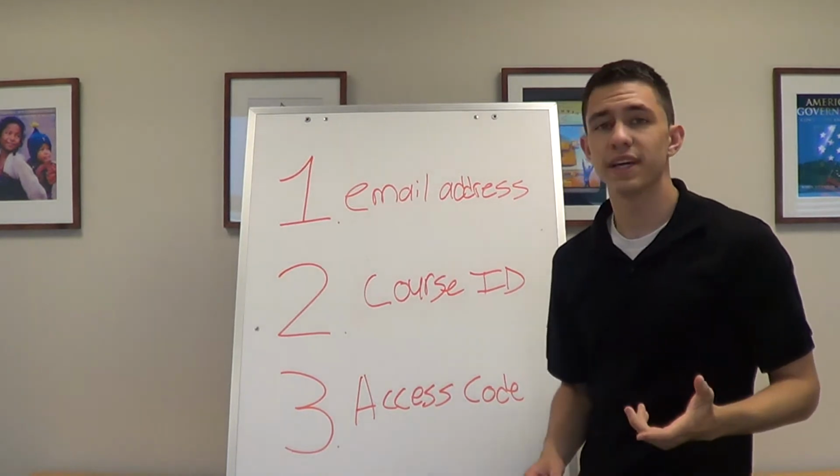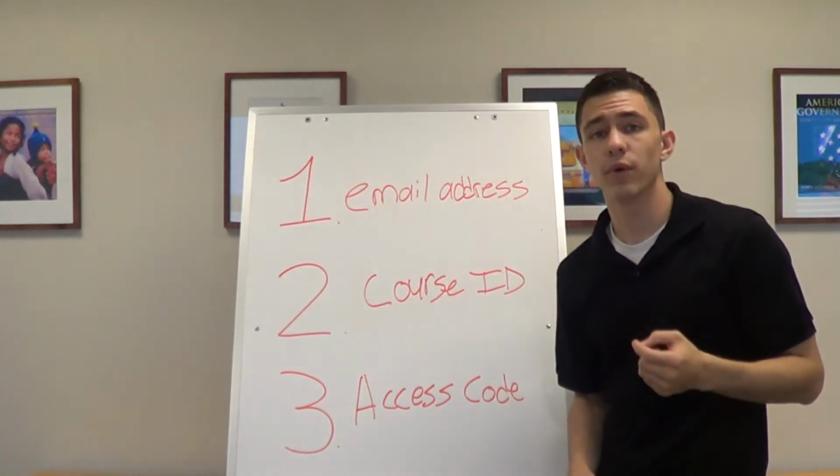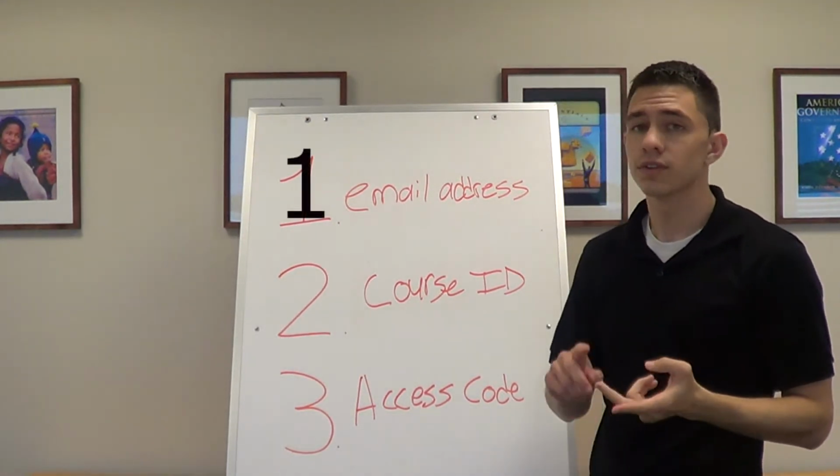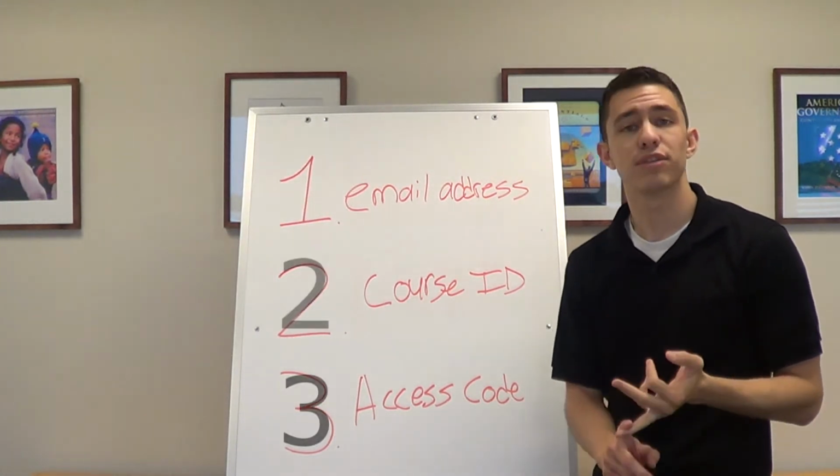So again, just to recap, the 3 things that you're going to need in order to get going are 1, an email address, 2, a course ID, and 3, an access code. Now that I've showed you everything that you're going to need to get going with your MyLab, let's walk through the process together.